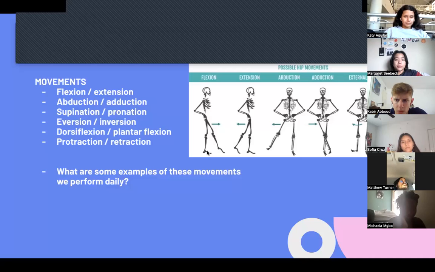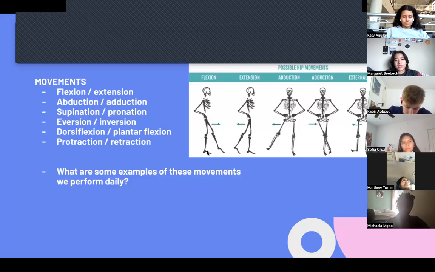Eversion and inversion will mainly deal with the ankle. I'm sure a lot of y'all have had ankle sprains in your life. The most common one that we face is an inversion ankle sprain. So that's when your ankle moves in toward your body. So inversion in, eversion, think of exit. So it goes away, goes out.